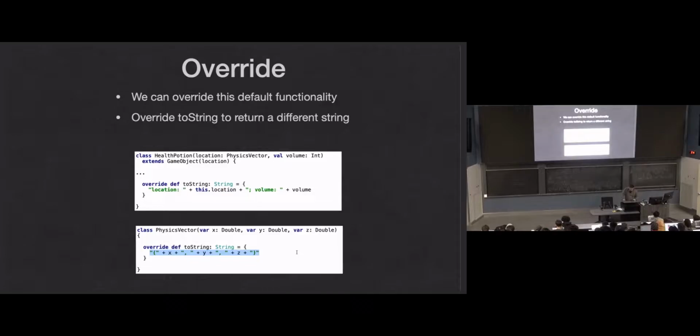If I don't override or even define the method from the parent class, do I default to the parent class's method? If you don't define the method at all, and that's what we've done so far. The first time I showed you health potion, we didn't have an overridden toString. So if you don't have any of this, if I just delete this whole thing, I go back to the default AnyRef toString implementation.